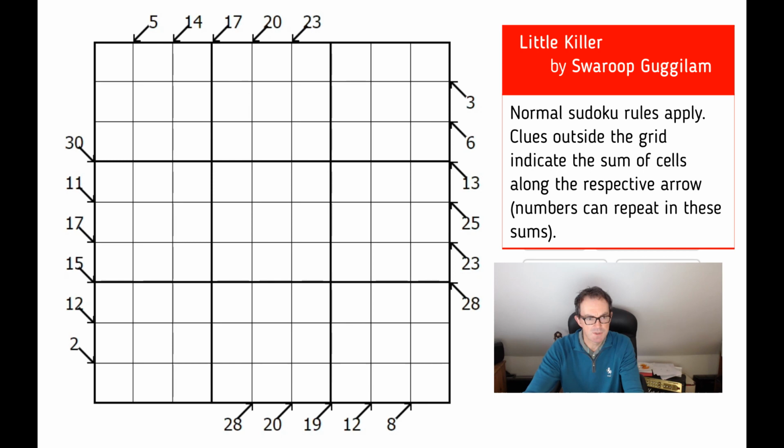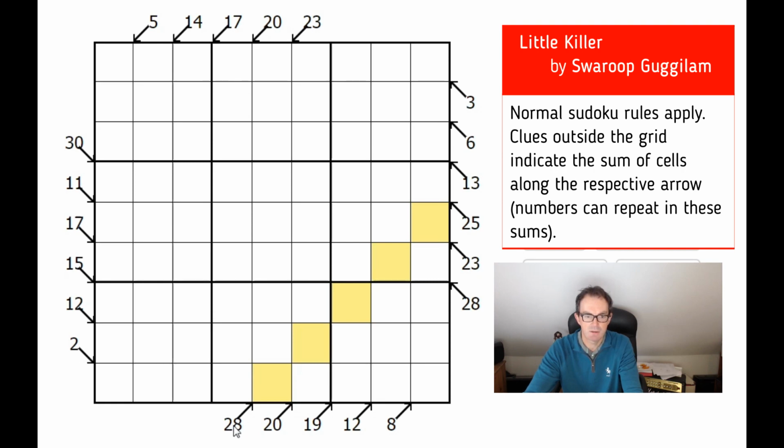Now, let's just remind ourselves of the rules of this puzzle. It's called, as I say, the Little Killer Sudoku, and there are no digits in the grid at all, and you just get these clues outside the grid. And along the arrows, so let's look at this 28 clue. What that's telling us is that those 5 cells along the arrow have to sum up to 28.